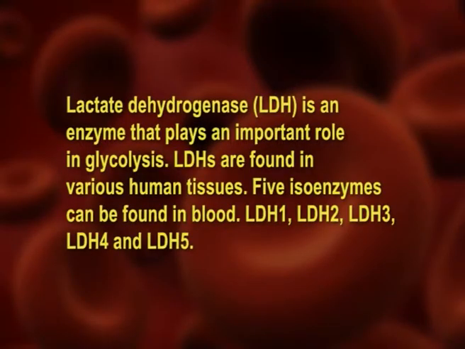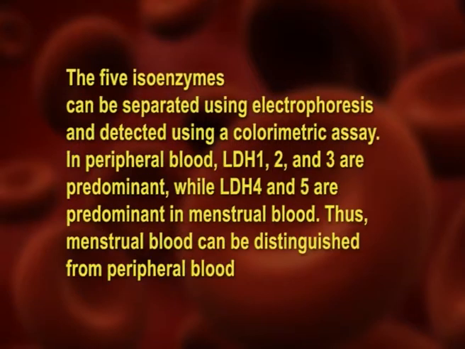LDHs are found in various human tissues. Five isoenzymes can be found in blood: LDH1, LDH2, LDH3, LDH4 and LDH5. The five isoenzymes can be separated using electrophoresis and detected using a colorimetric assay. In the peripheral blood, LDH1, 2 and 3 are predominant, while LDH4 and 5 are predominant in the menstrual blood. Thus, menstrual blood can be distinguished from the peripheral blood.